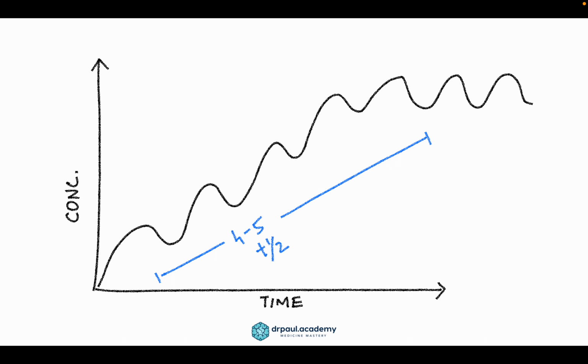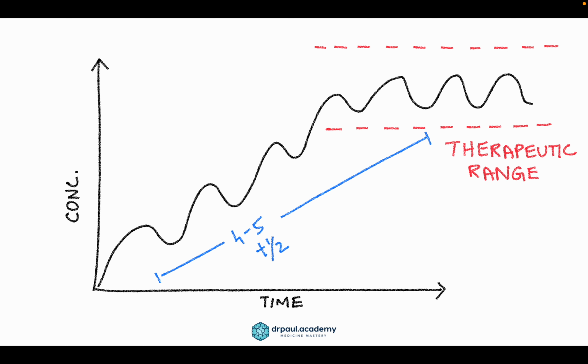For most clinical scenarios, we dose the patient in such a way that when the drug reaches the steady state concentration, it falls within what is known as a therapeutic range. The therapeutic range is the range between which the drug is effective, above which you get adverse drug reactions, and below which it's not working at all.